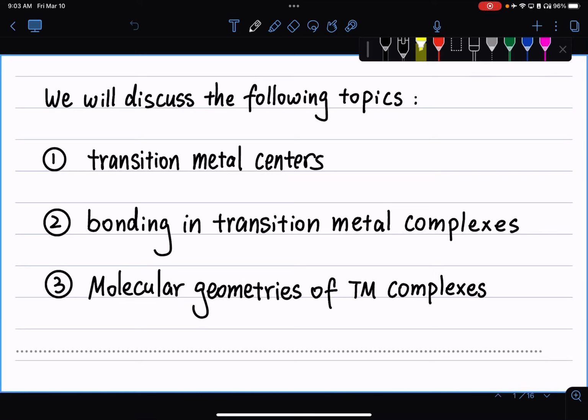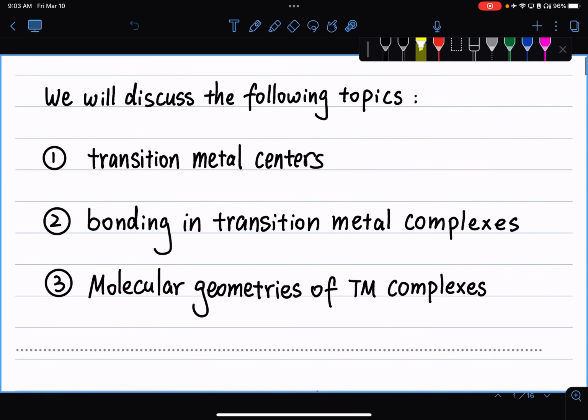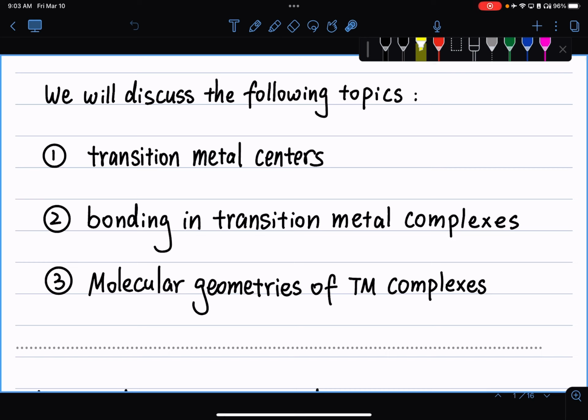complex. And if we are fast enough, I might want to go over a quick review on the d orbitals of transition metal centers. But today we'll be talking about 3 topics here. So first one is, what are we talking about when we're looking at transition metal centers, or electron configuration of the transition metal centers and why they're special? This is more or less a review.